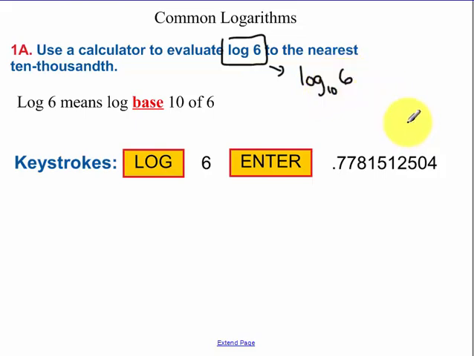Our calculators only use two logs, log base 10 and ln, which we are going to study later on in the next section. Oh, hey, look, it says it right here. Log 10 means log base 10. So in your calculator, all you have to do is press the log button, which is the fourth button up from the on button, 6 and enter, and you should get that decimal. Literally just typing in your calculator.